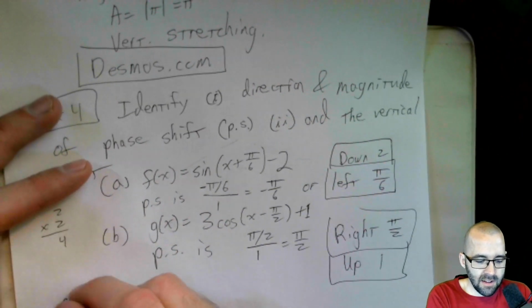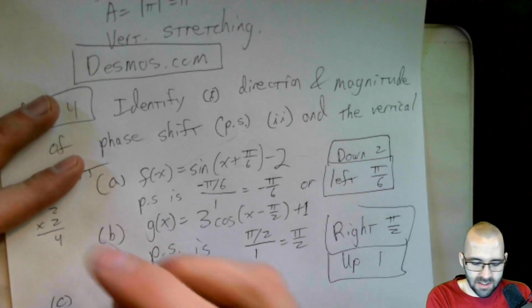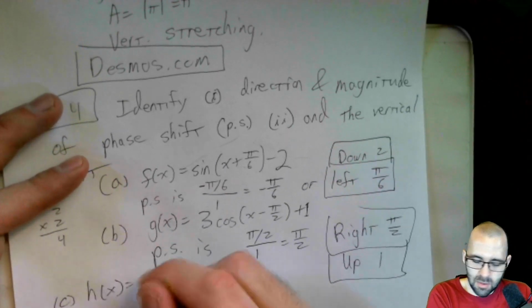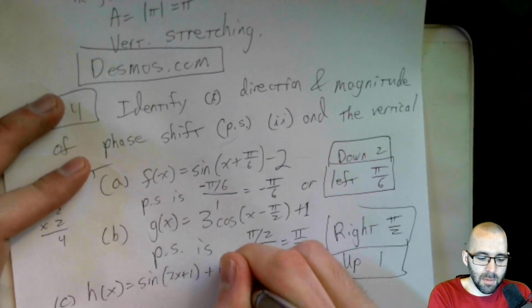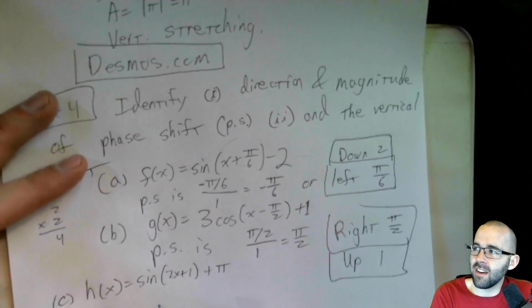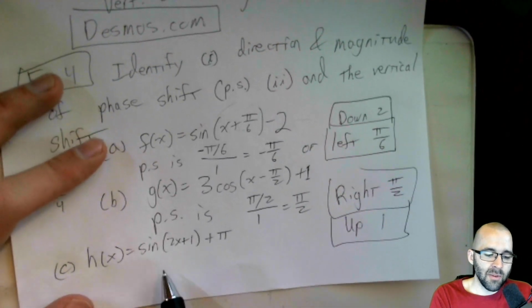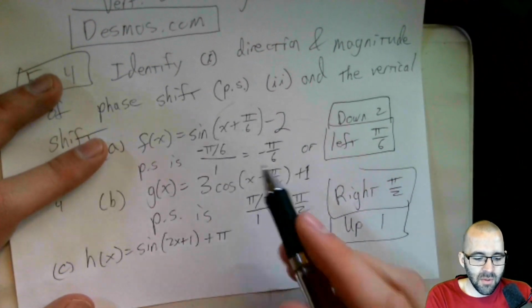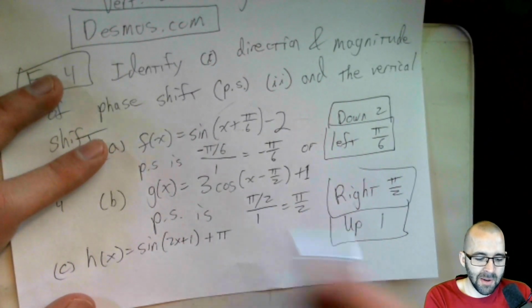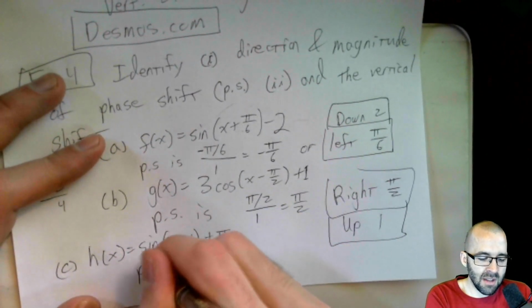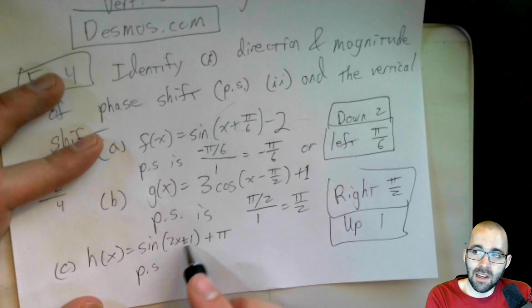All right, and let's finish off this example with part C. H of x equals sine of 2x plus 1 plus pi. Oh yeah, we got a b now. All right, save the b's. We care about b's here. Well, we had b's here too. They were just 1. We want more b's, okay? Or at least a bigger b. So again, we just follow the same thing. Phase shift, opposite of what you might think for phase shift.